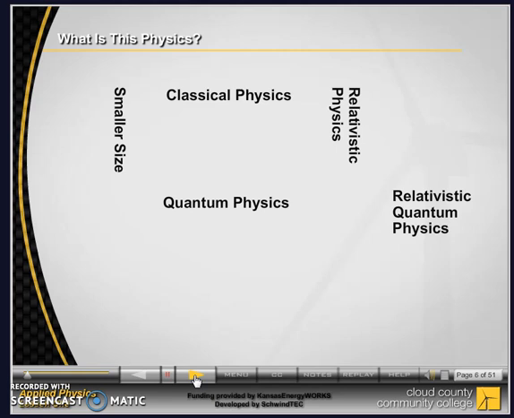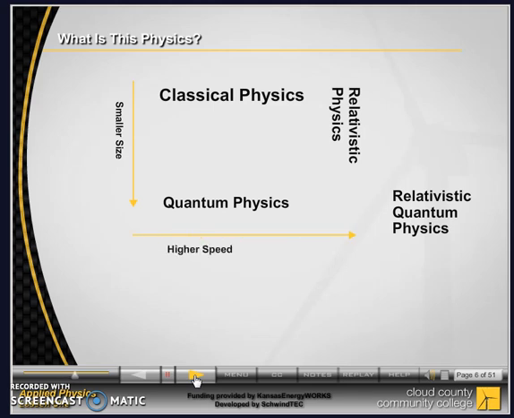So, what is this physics? The realm of each of these areas of physics is shown here. Notice classic physics is what we see every day. It's large objects going at relatively slow speeds. But notice that the smaller we get, the closer we get toward the quantum physics side. The faster we travel, the more we head toward relativistic quantum physics.